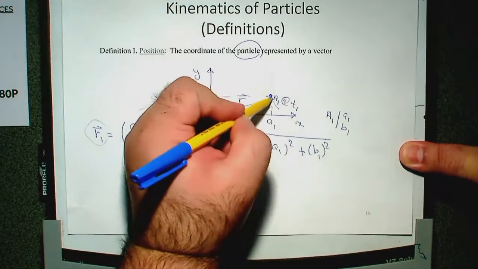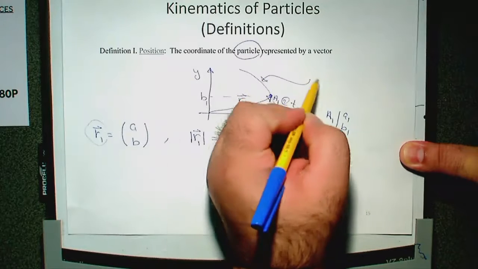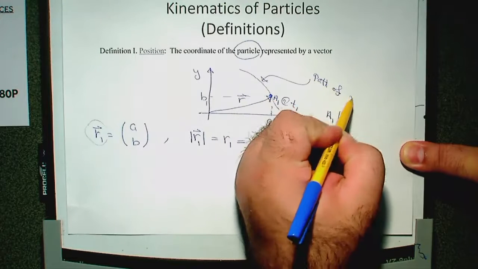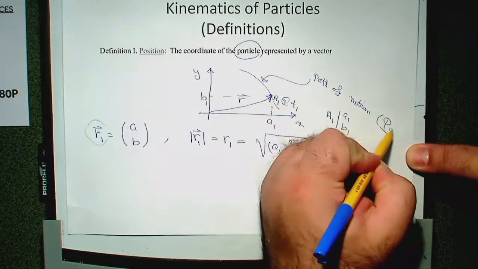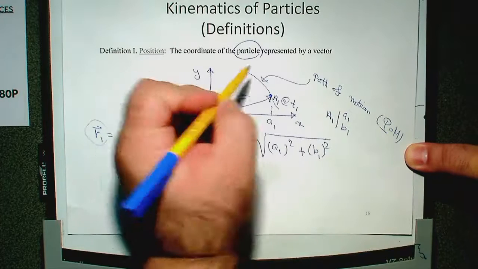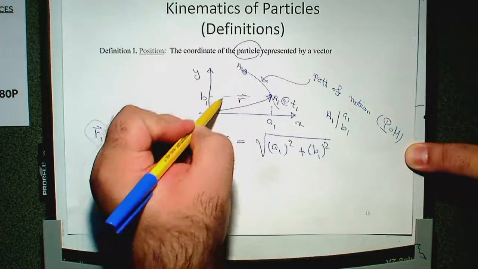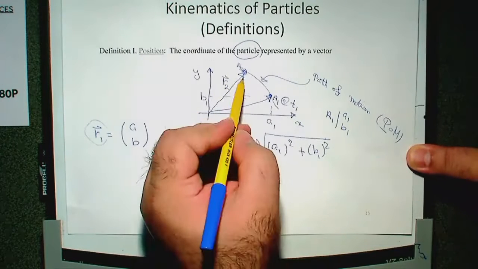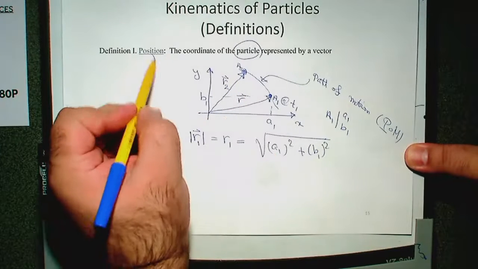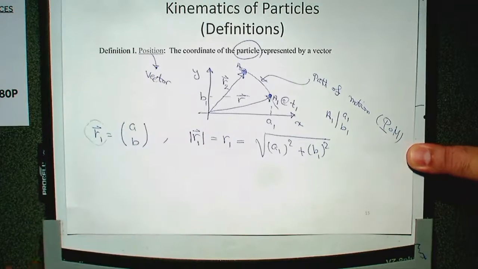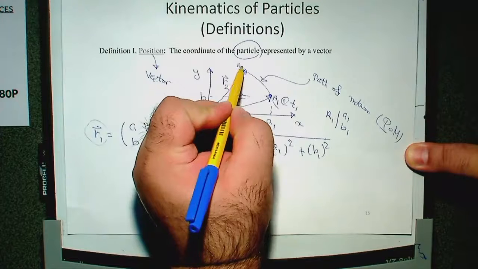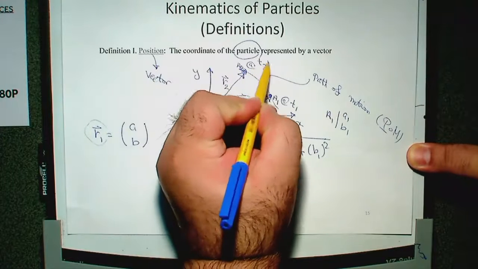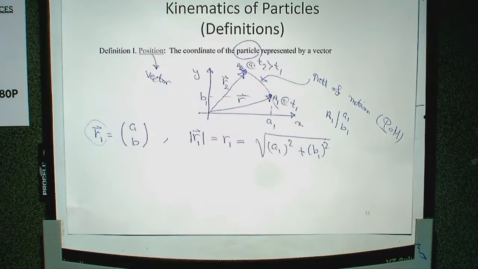Then the particle can move. This is passive motion. To another point, A2, with different position. R2, for example. This is what we call the position, which is a vector. It can be at A2 at time t2 greater than t1. This is the first definition, what we call position, which is a vector.